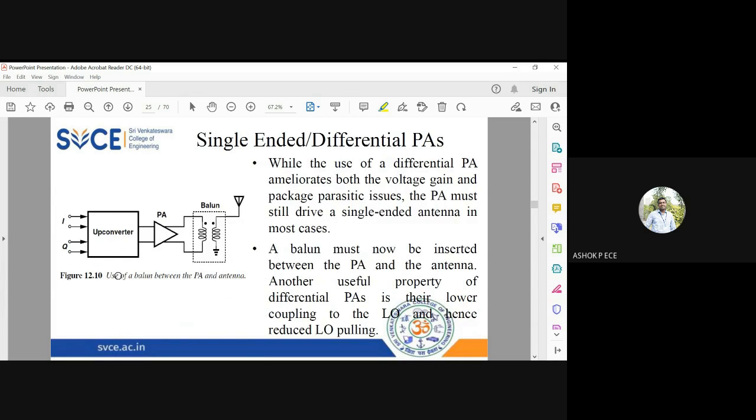In the previous case you see we used the PA after the balun, but now we are using the balun after the PA. So can they be changed in their position? Yes, when you have systems in cascade, you can interchange their positions effectively. Usually the PA will drive the antenna, but here the PA is driving your balun and the balun will drive your antenna. So this is helpful to reduce the LO pulling.